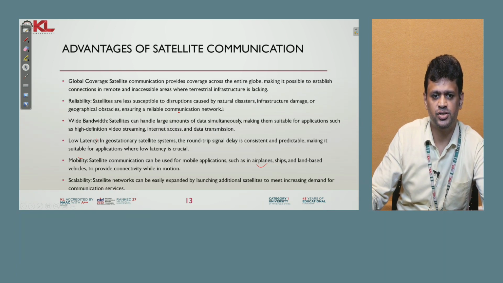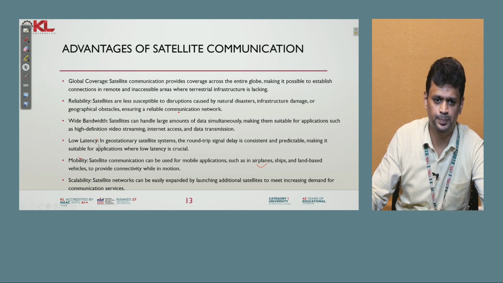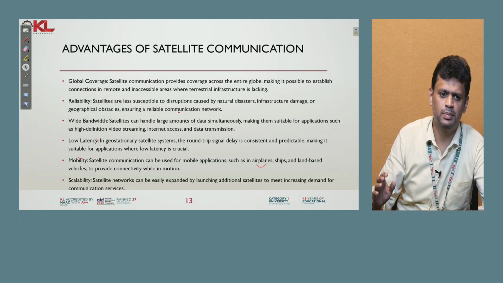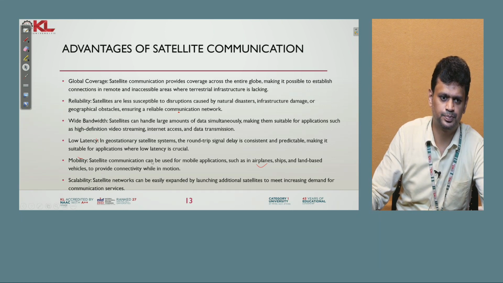So what are the advantages? Global coverage, reliability, wide bandwidth, low latency. Latency means delay. So in geostationary satellite delay is more, no doubt, but in low Earth orbit delay becomes very less, negligible. And also in geostationary satellite the delay can be around 5 seconds, which can be accepted in many cases, or I should say 3 seconds, 2 seconds, which is easily acceptable.